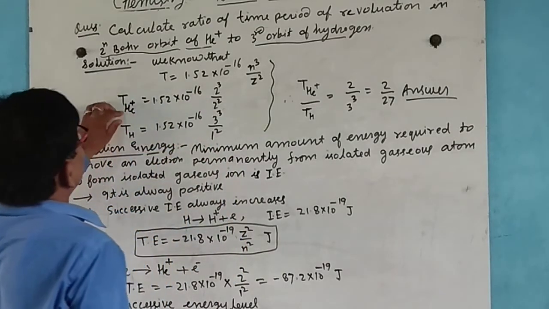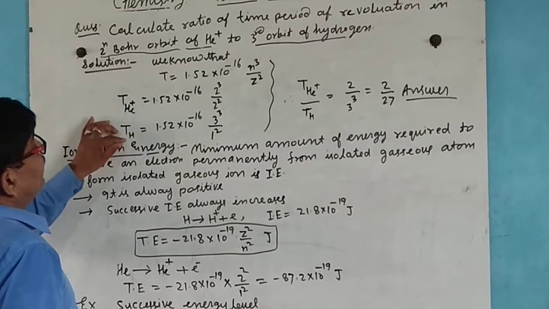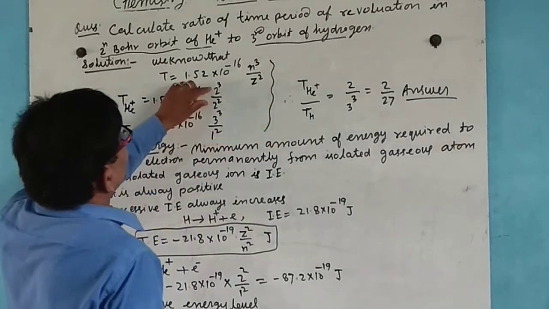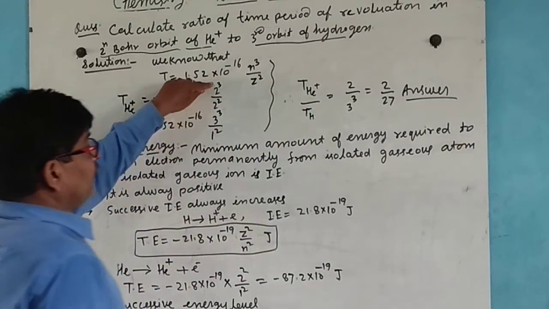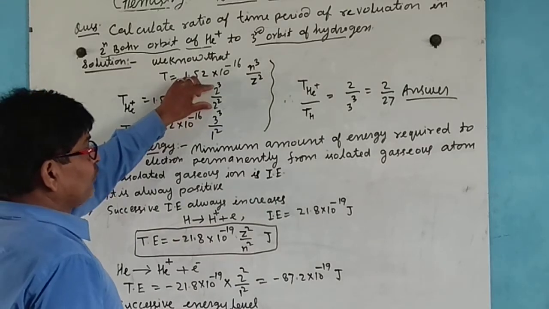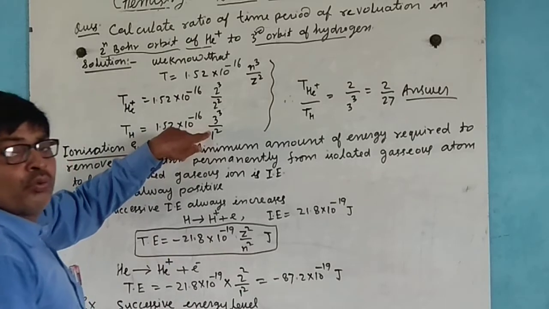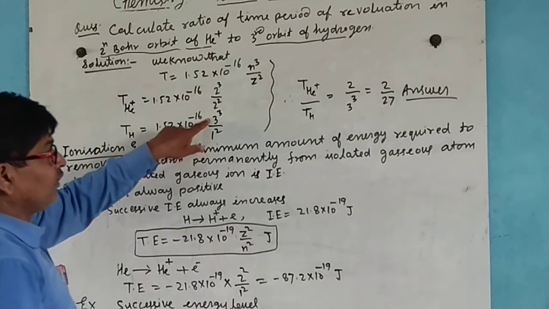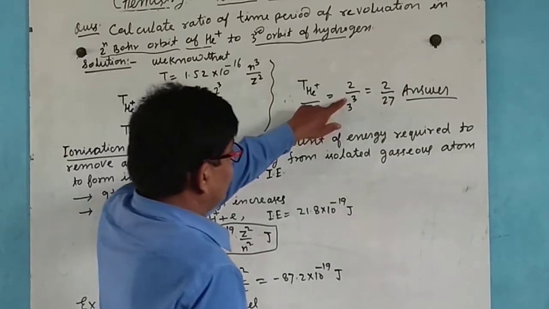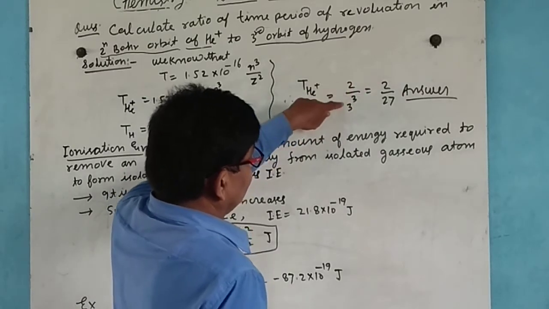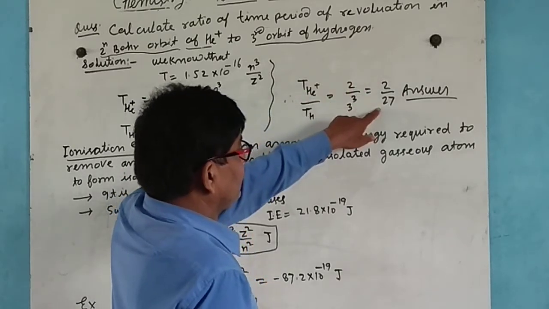So T helium divided by T hydrogen equals 2 to the power 3 divided by 2 to the power 2, which simplifies to 2, divided by 3 to the power 3, which is 27. So it is 2 by 27.